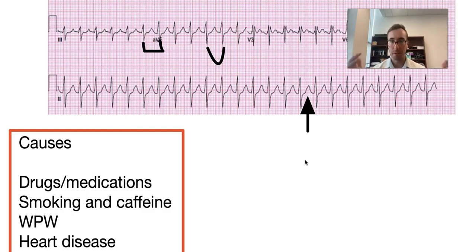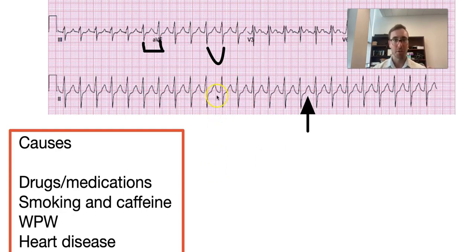There's so many different causes of SVT. It could be medications, could be caffeine, could be smoking. They could be in a kind of thyroid storm. They could have electrolyte imbalances. They could overall have underlying heart disease. But overall, it's a regular rhythm because the impulse is coming from the same spot in the atria.